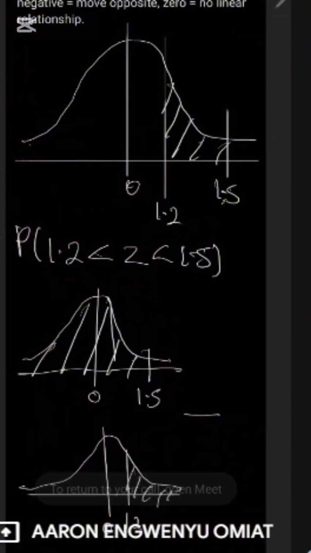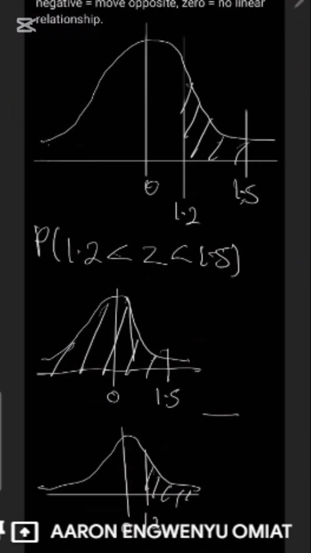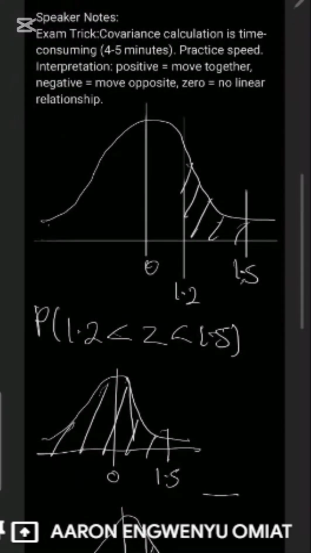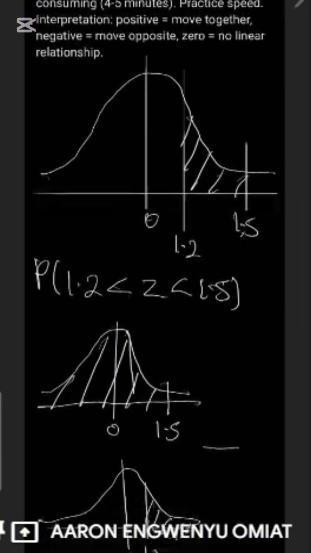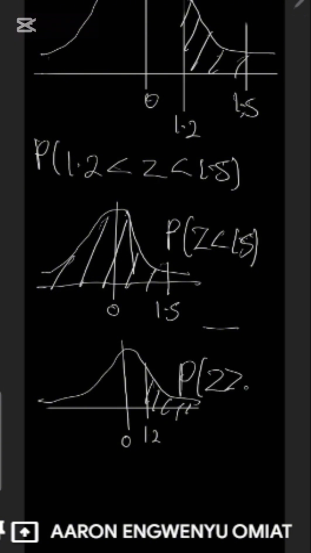Okay, small challenge there. Let's continue. As asked, we are finding the probability that Z lies between 1.2 and 1.5. So first we find the probability of Z less than 1.5 and the probability of Z greater than 1.2. When you subtract this from this, you end up with this. Are we together?